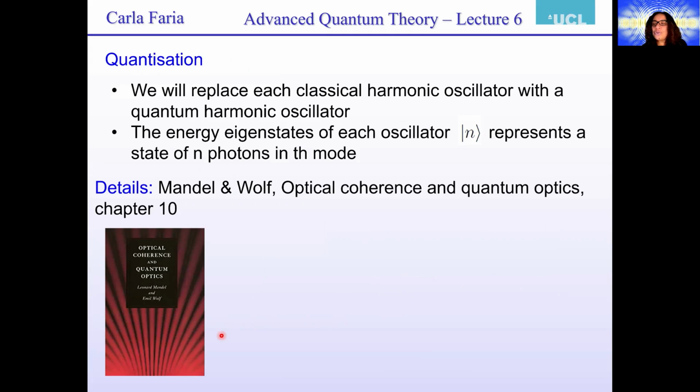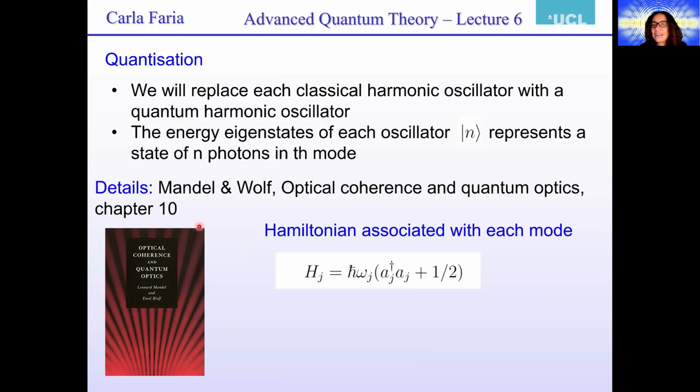And what you do to quantize is you replace classical harmonic oscillators with quantum harmonic oscillators. And the energy eigenstates of each oscillator are going to represent a state of n photons in whatever mode that you have. If you want to know details, and if you want to really look at the derivations, check this book. It's really good. Modeling of Optical Coherence in Quantum Optics, chapter 10.